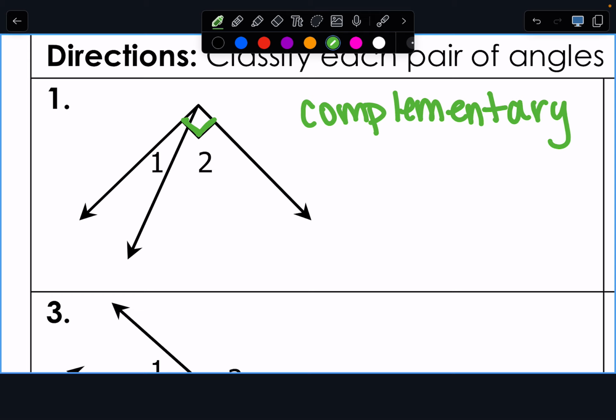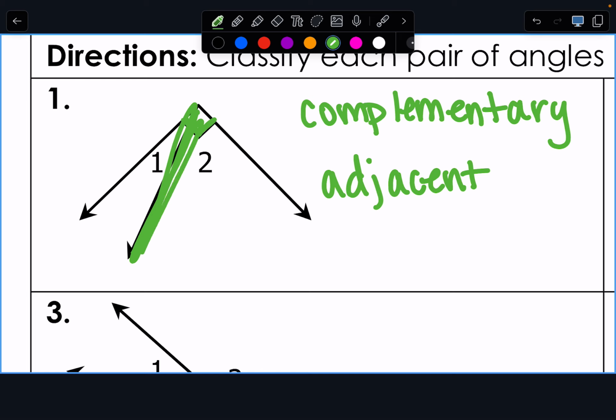Did anybody else write a different word? What'd you write? Is Landon right that these two are adjacent? Yeah, because they share this side right here. So I want you to make sure you have both of these words written down. I would want to see both answers. Okay?